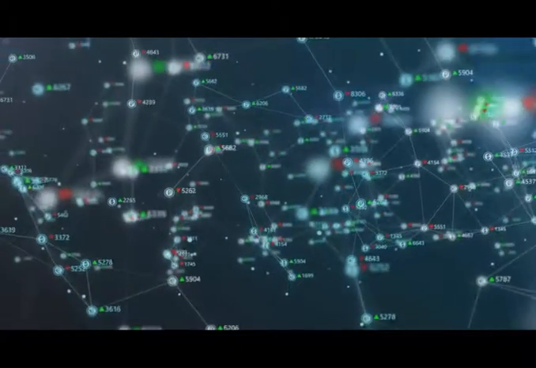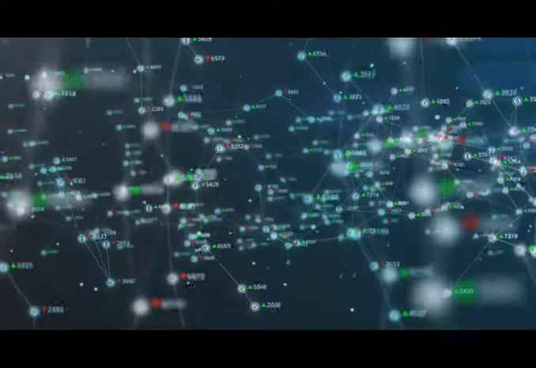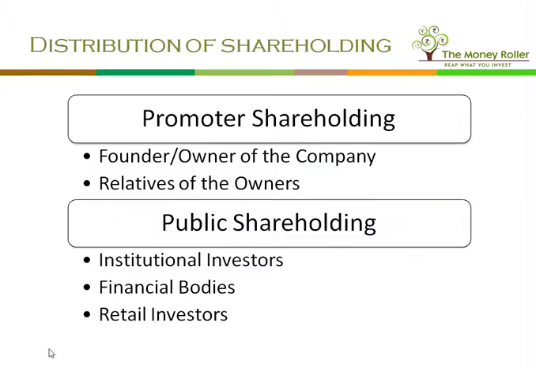Like I already told you, we would be talking about the shareholding pattern of a company, and to start with we will see how it is distributed. So this is how it is distributed. These are the two main things.